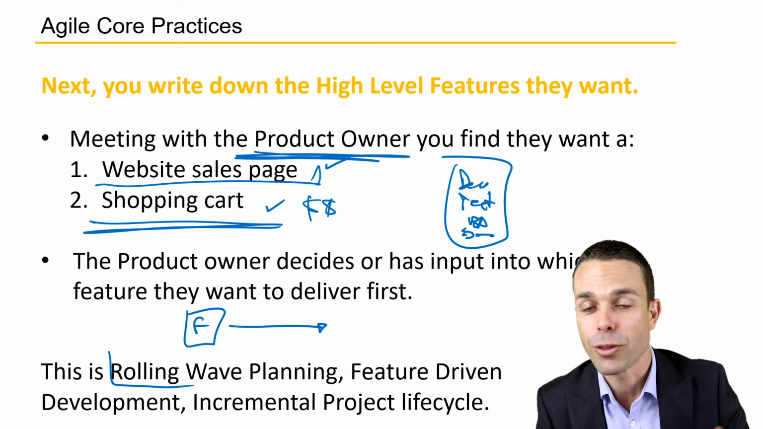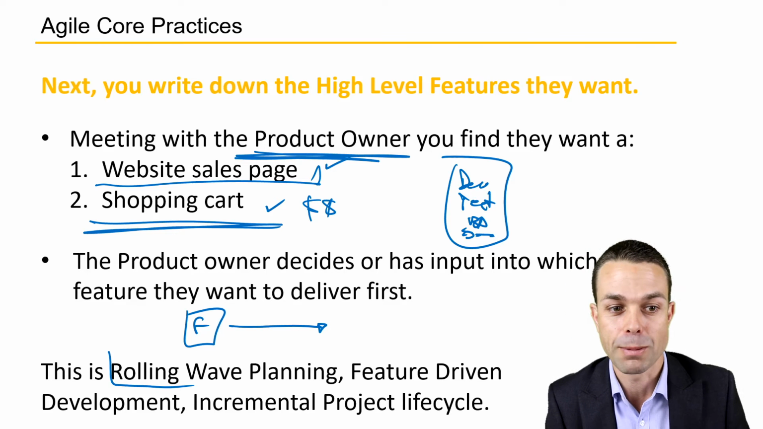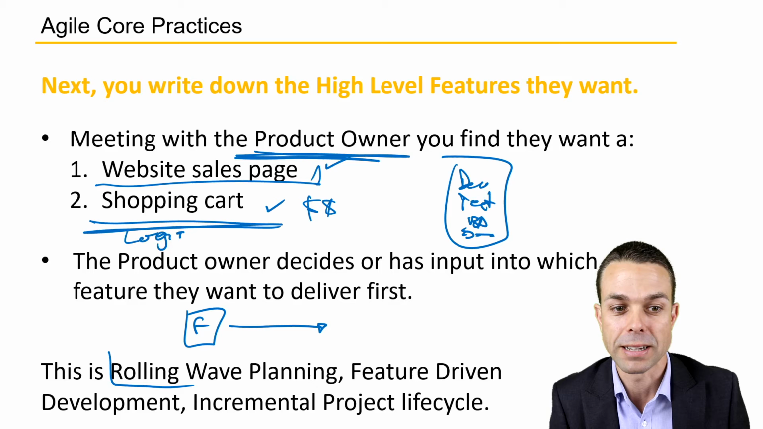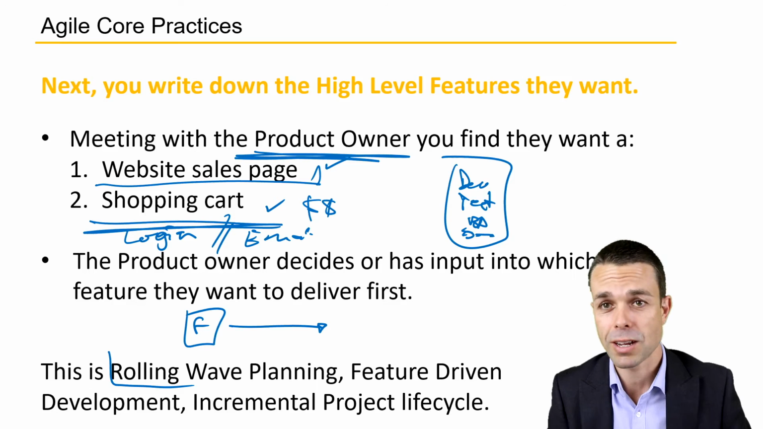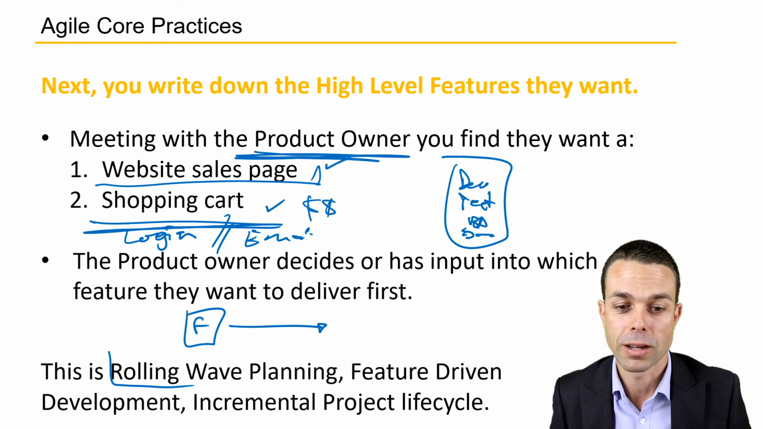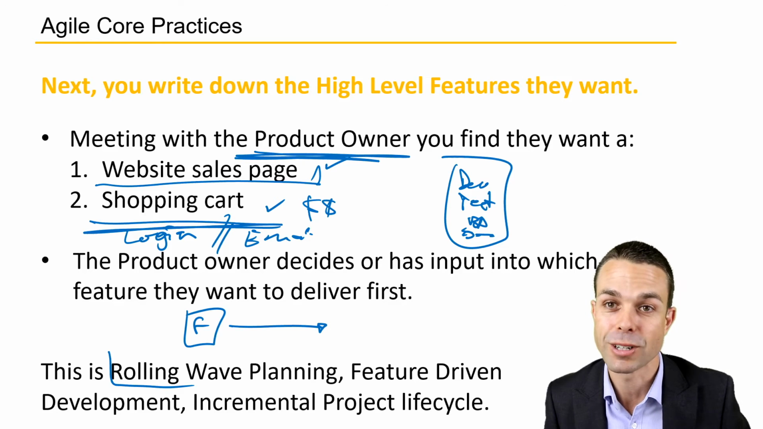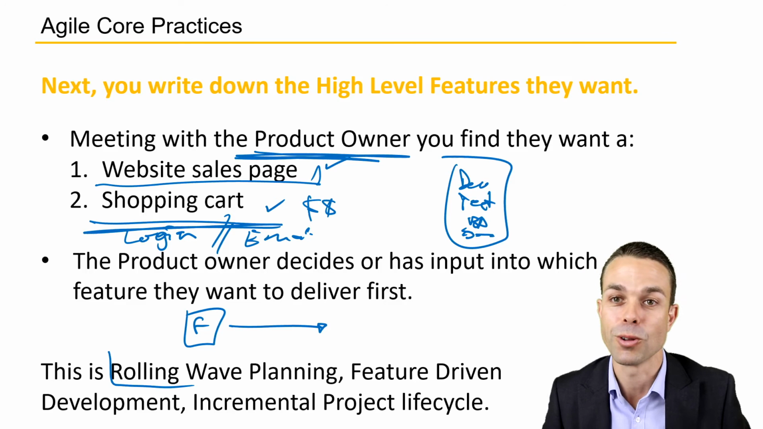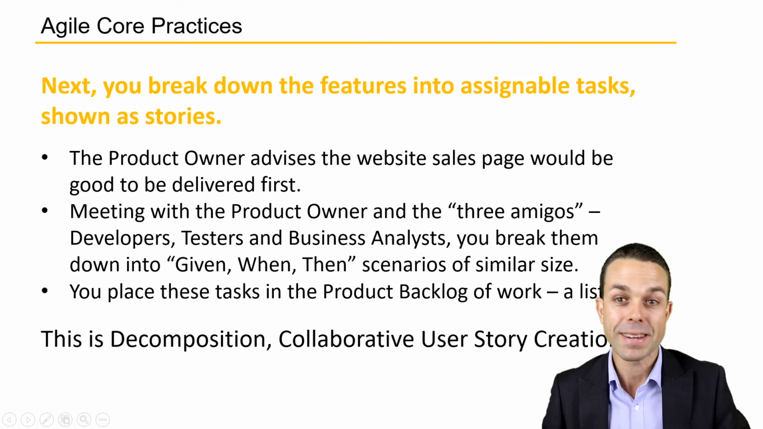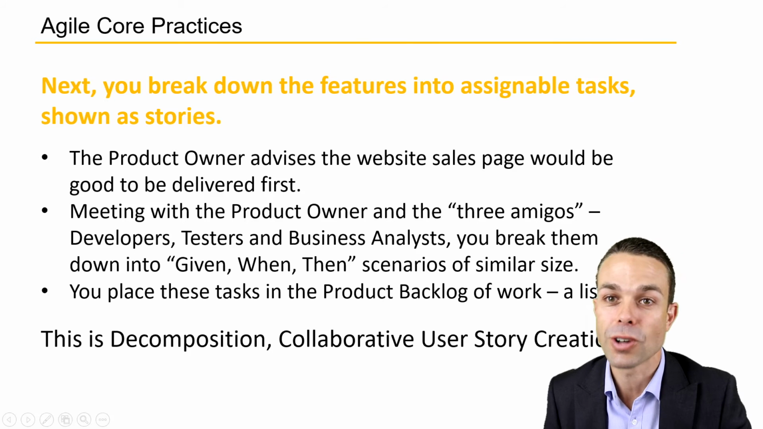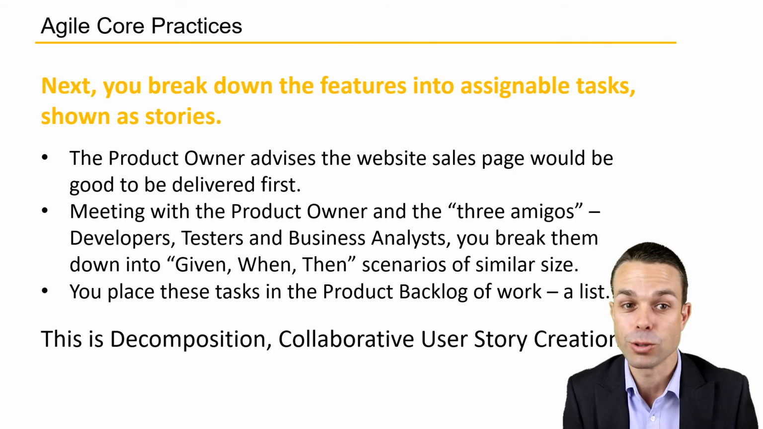And there could be 3 or 4 other extra features there. Maybe there's login space, maybe there's something else, email blasts or whatever it is. Those will be separate features. And we're starting with 2 here. And of course, we're using increments. We're delivering in increments. So this is our incremental project lifecycle from right at the beginning that you'll notice as well. Now, we break down the features into assignable tasks shown as user stories.